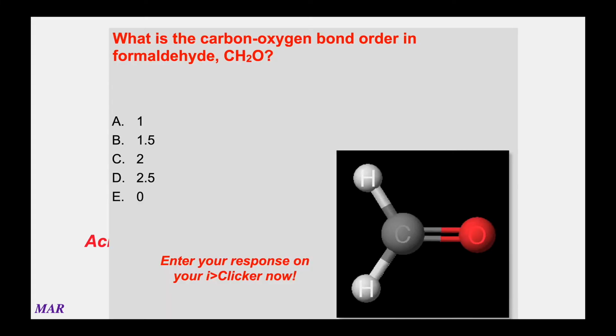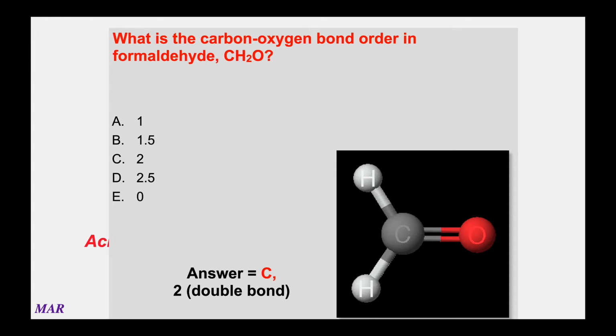Formaldehyde is given in the lower right-hand side there, and it says what's the carbon-oxygen bond order in formaldehyde. You can see the carbon is the gray/black atom, and oxygen is the red. So literally count up the number of lines between the carbon and the oxygen. I see 2 lines. That means this is going to be a bond order of 2. You can have bond orders of 1.5 and 2.5. I'll show you that in a little bit.